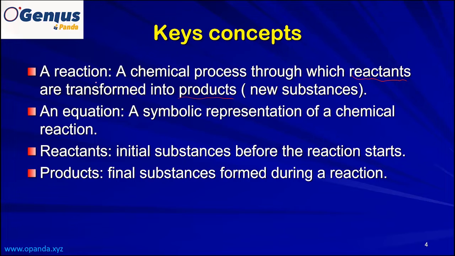Let's take an example. Let's say that hydrogen is reacting with oxygen to produce water. That is a chemical reaction. And how can we represent that process? We can use symbols. Let's say we have hydrogen, which is a gas, and we add oxygen, which is also a gas, to produce water. And here we use a half.